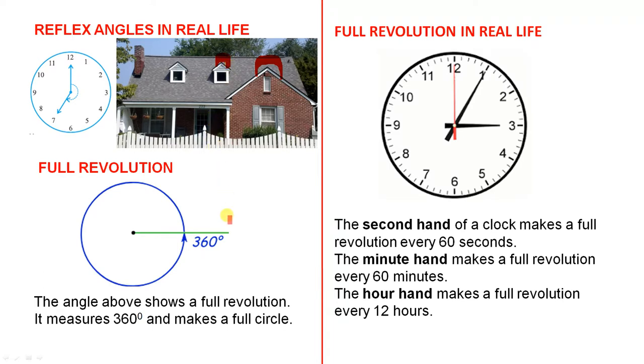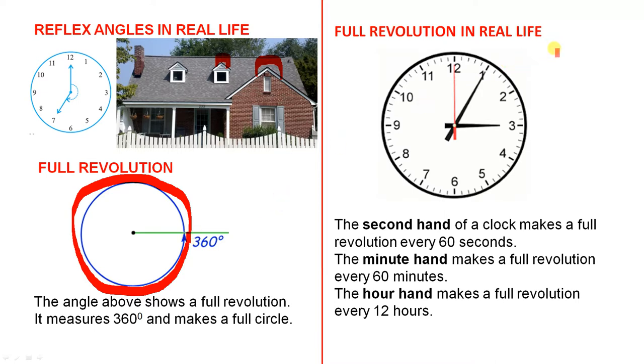The full revolution: the angle above shows a full revolution. It measures 360 degrees and makes a full circle. So basically, if you start from there and you go all the way around and you finish there, that's a full revolution, 360 degrees.